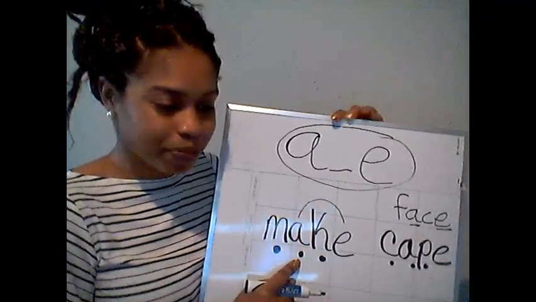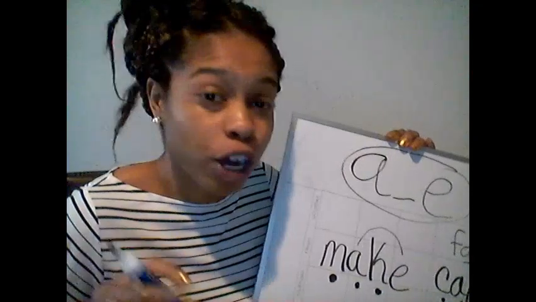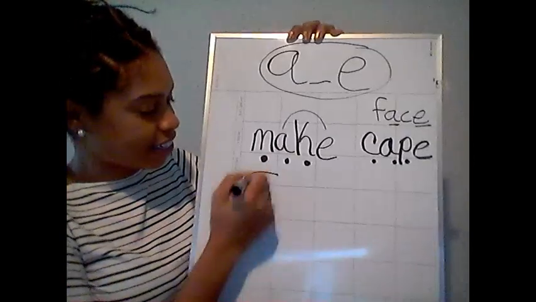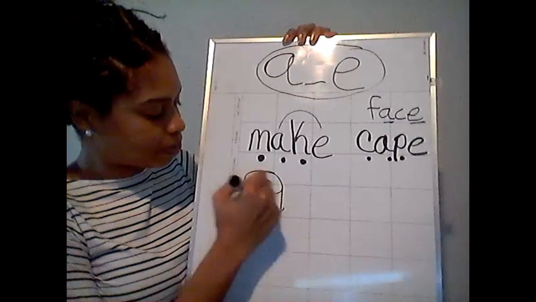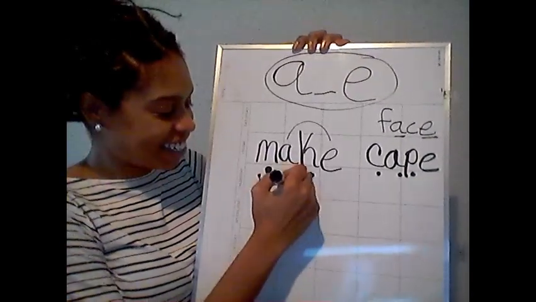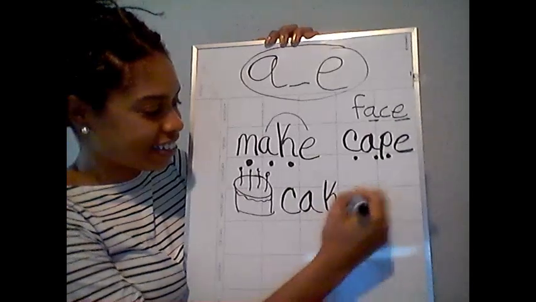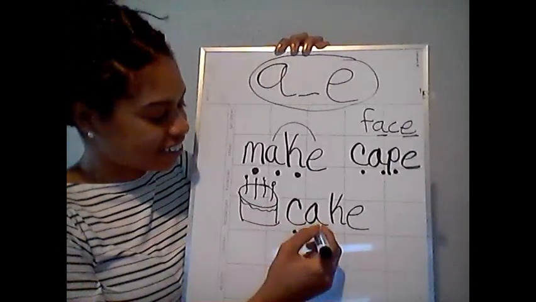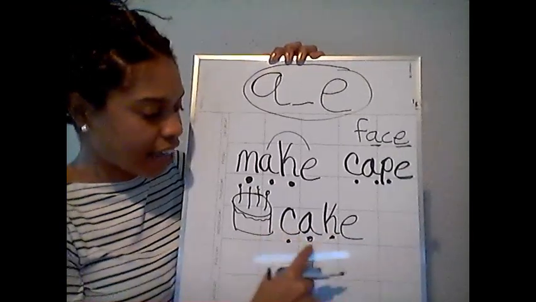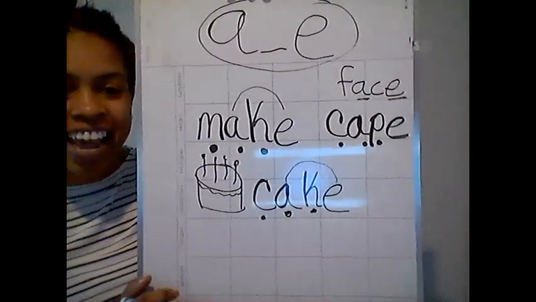Okay? Let's see another example. What about the word, ooh? What do you eat on your birthday? It can be chocolate, vanilla, strawberry, and you put candles on top. What is that? Correct. It's a cake. Cake has the A sound with the magic E. A. No sound. A. Cake. Very good. The magic E gave all of its power to the letter A, and it says A.